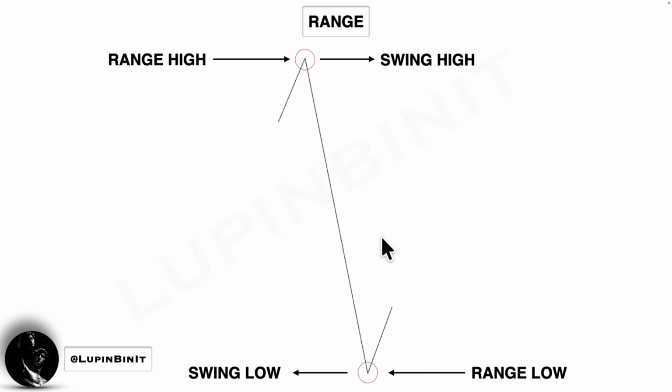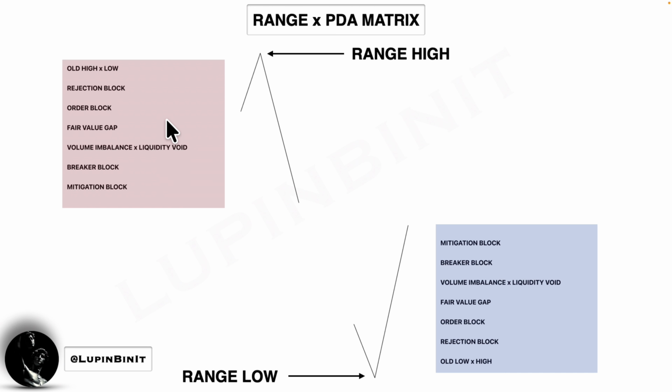And what we look to pay attention to is in between these two swing points, and this is where we can see PDA arrays from the matrix present themselves in price. So just putting the PD array matrix next to a range, you'd have your old high, and then your rejection block will be followed after, and then you have your order block, your fair value gap will come in, your volume imbalance or liquidity void, and then you have your breaker block and mitigation block.